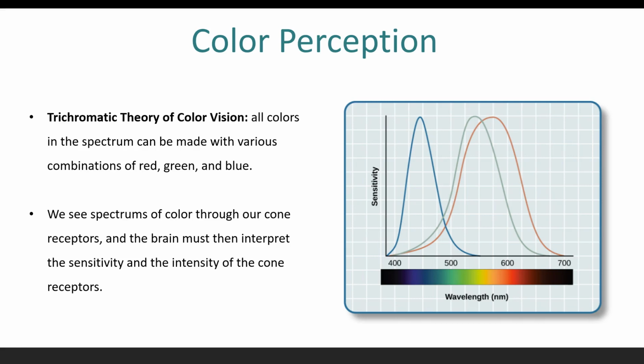And normal-sighted individuals have 3 different types of cones that mediate color vision. And according to the trichromatic theory, all you need to remember is that the combinations of red, green, and blue make up all the colors within the spectrum.